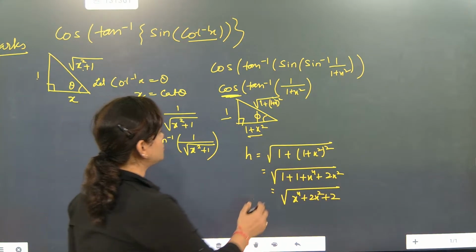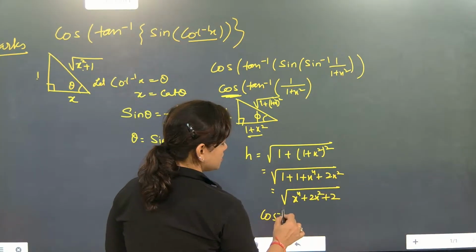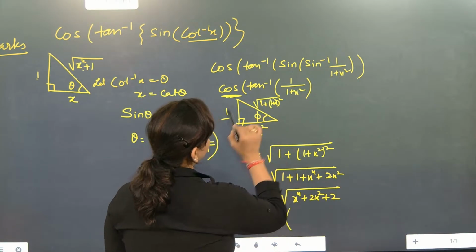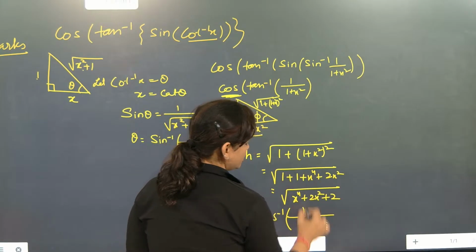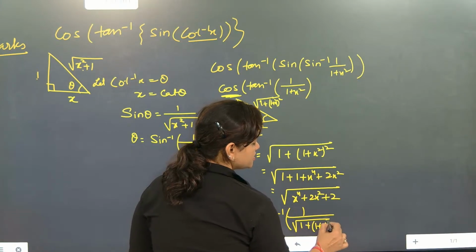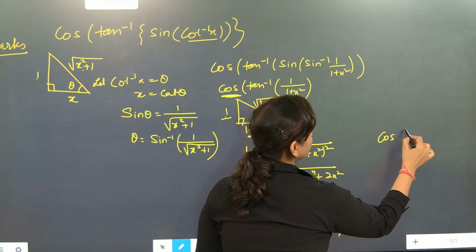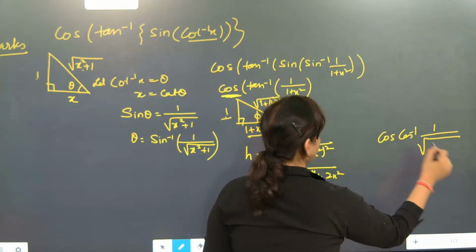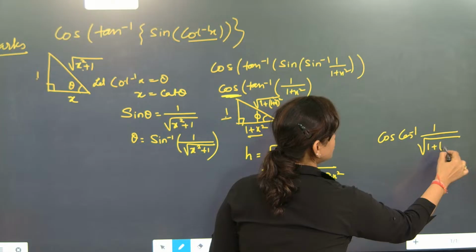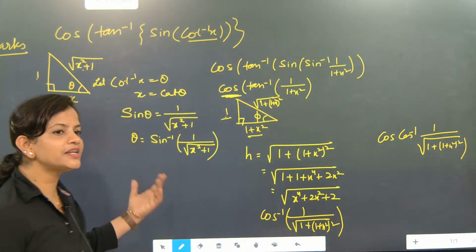Tan inverse. So now we have to find cos. Correct? So what is cos inverse? Cos inverse is base by hypotenuse. So base by hypotenuse means root under 1 plus x square whole square. Now this and this will cancel. Cos and cos inverse will cancel. It will become 1 by root under 1 plus x square whole square. Like that you have to solve. So it will get cancelled out.